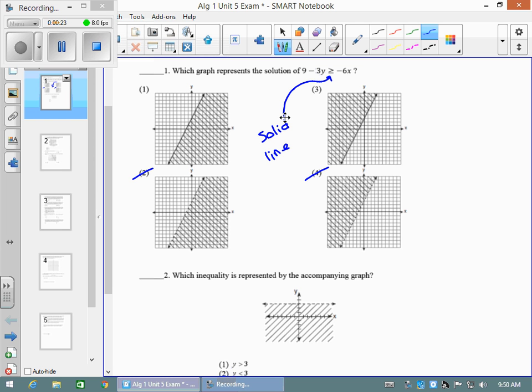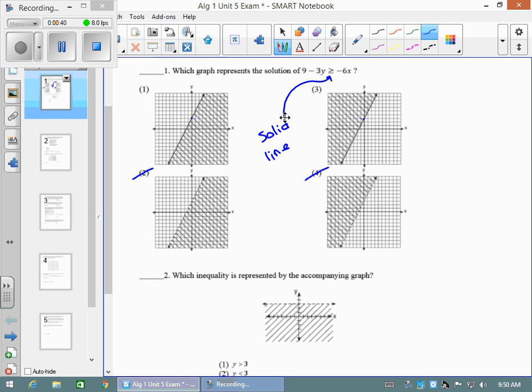Then if I take a look at choice 1 and 3, now I really need to determine, are these the same lines? They both have an intercept of 3, a y-intercept, and they appear to have a slope of positive 2, up 2 over 1, up 2 over 1. So they're the same line. I just really need to determine where the shading would be.